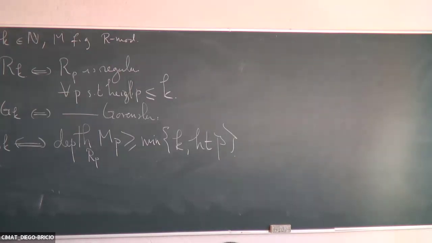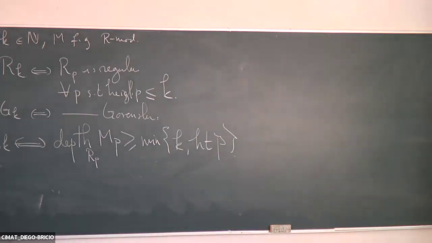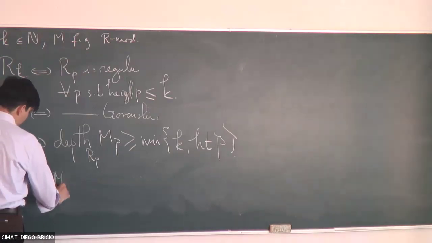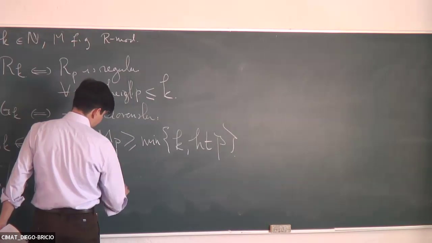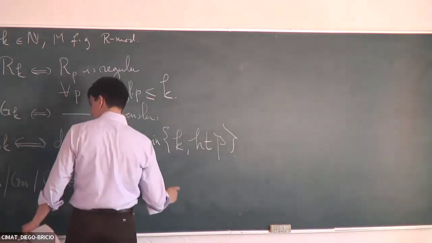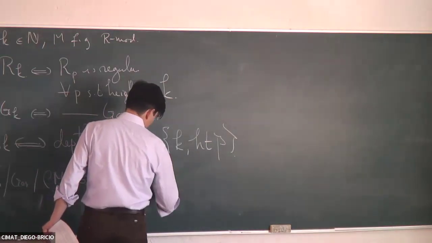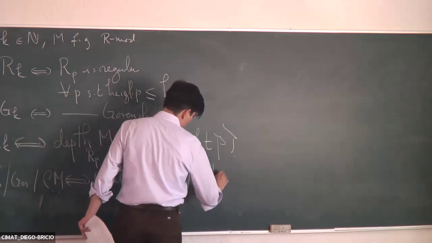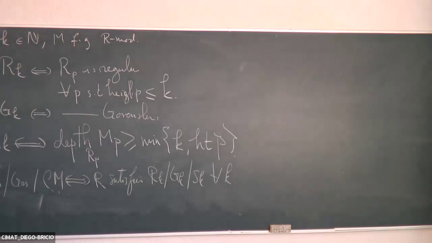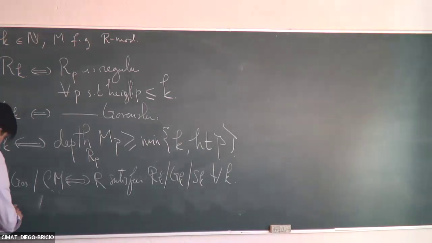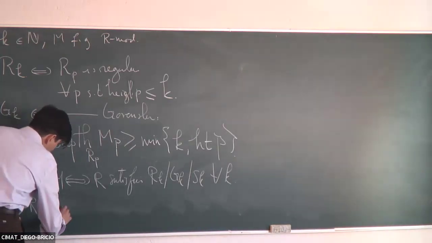So exercise. Just a few remarks that you can do as an exercise. Well, first, R is regular, respectively Gorenstein, respectively Cohen-Macaulay, if and only if R has or satisfies RK, GK, SK for all K. B, I guess, R satisfies S1 if and only if R has no embedded points.